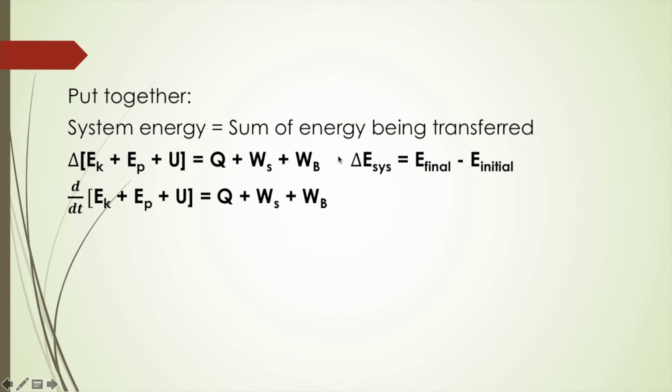The change in system energy is the system energy in the final state minus the system energy in the initial state, which is equal to the sum of energy being transferred. You can either write it this way using the delta sign, final state minus initial state, or write it in derivative form, d energy over dt. That's energy change with respect to time. It does not matter in the equation as long as you have all the components of the system energy on one side of the equation and the ways of transferring energy on the other side of the equation.